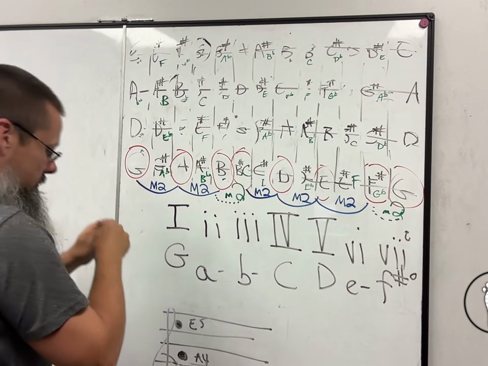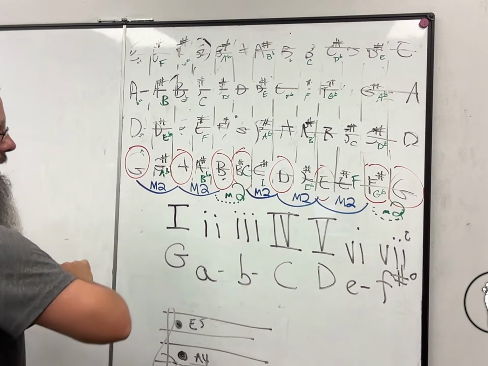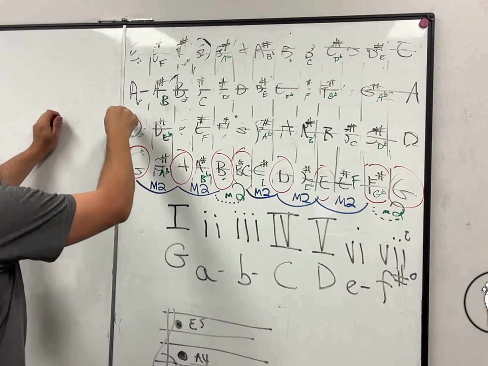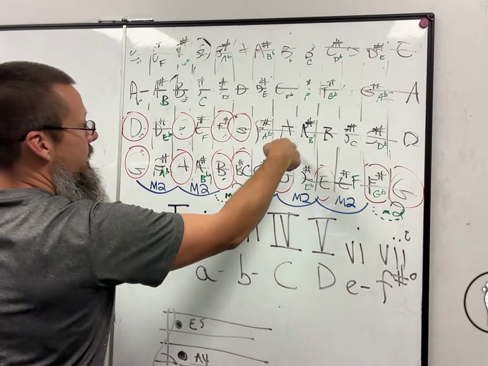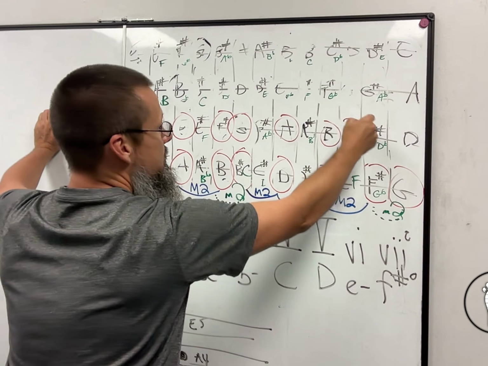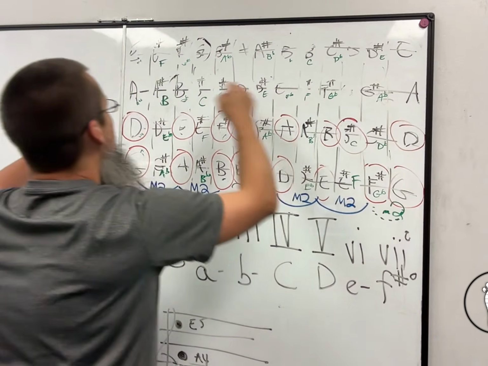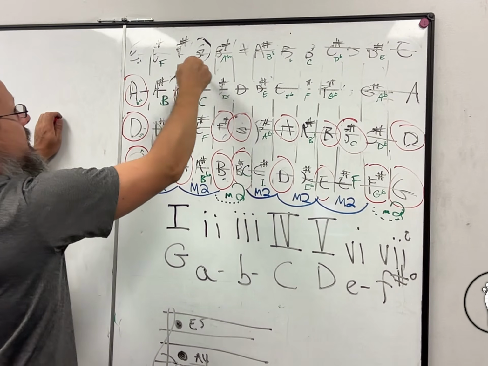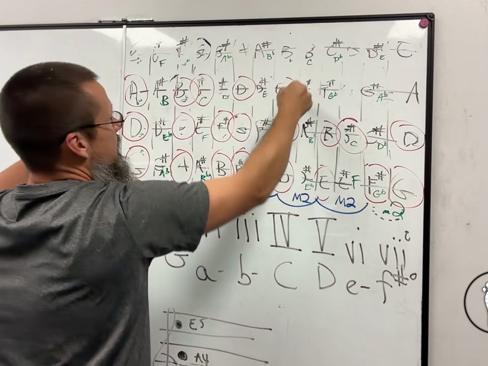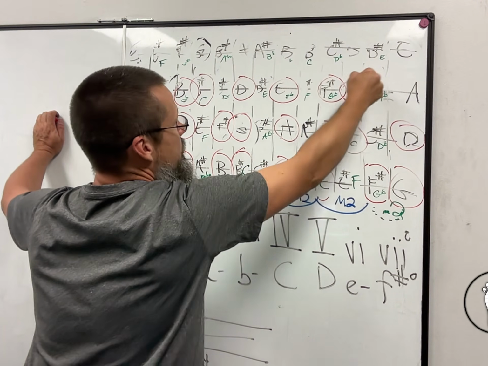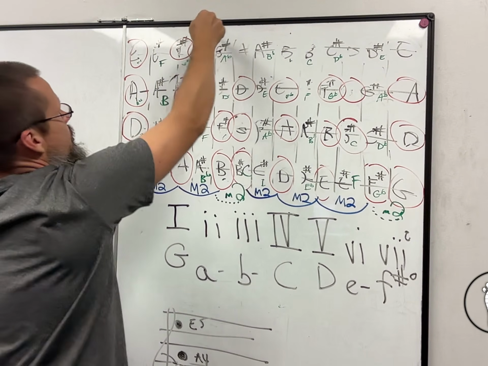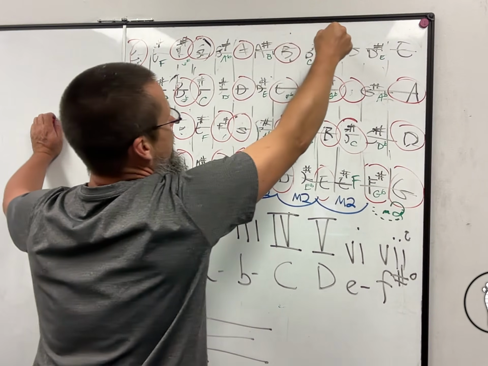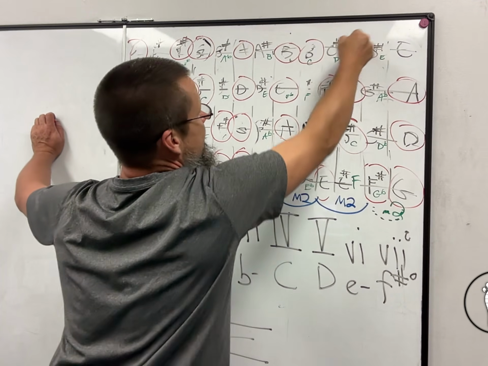Our D in the key of G major would also be part of the D, E, F sharp, G. A, B, C, D. A, B, C, D, E, F sharp, G, A. E, F sharp, G, A, B, C, D, E.